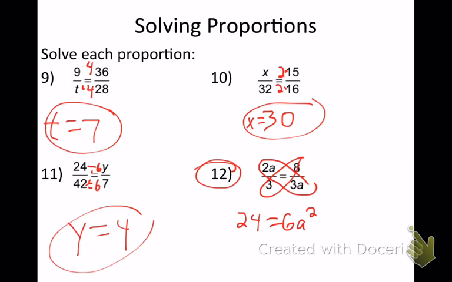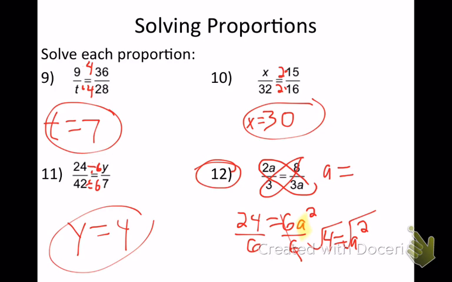Now I want to solve for a. So what am I going to do on both sides first? Divide by 6. What's 24 divided by 6? So I have 4 equals a squared. Now pay attention here. What undoes a squared term? So I do the square root. Square root of 4 is?